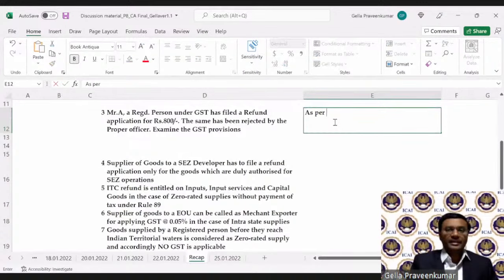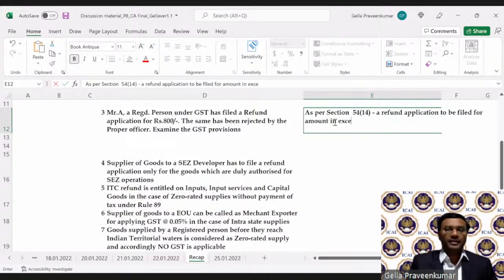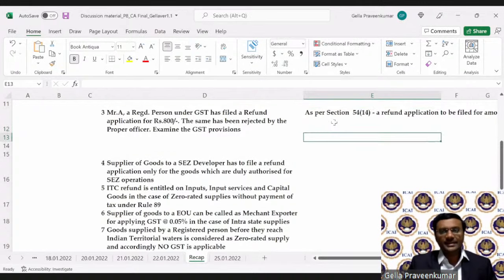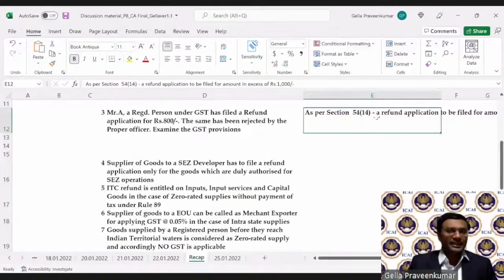As per section 54, subsection 14, a refund application is to be filed for an amount in excess of rupees 1,000. This is the condition in terms of monetary limits which has been specified. Otherwise, there is no restriction.